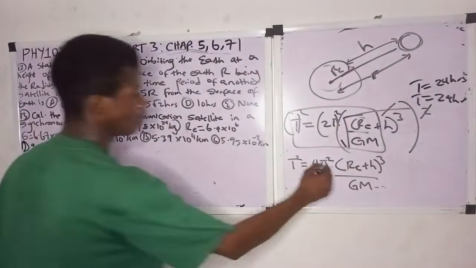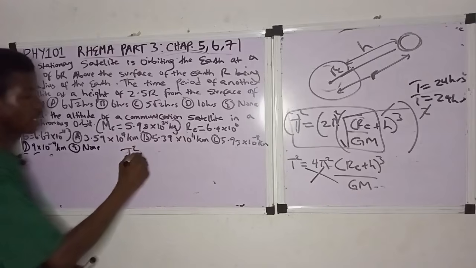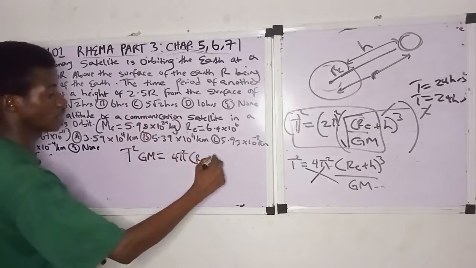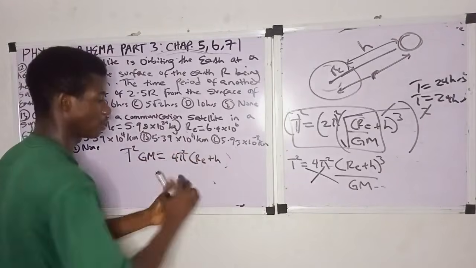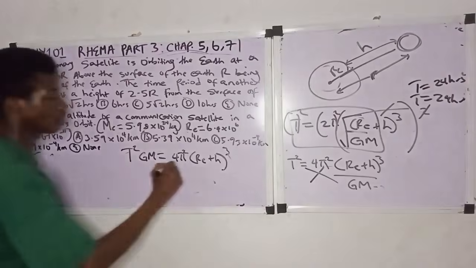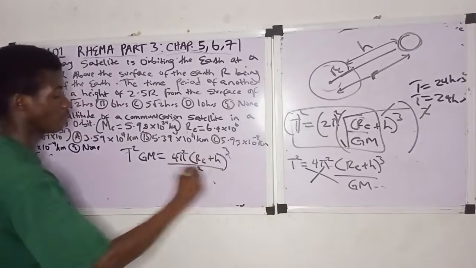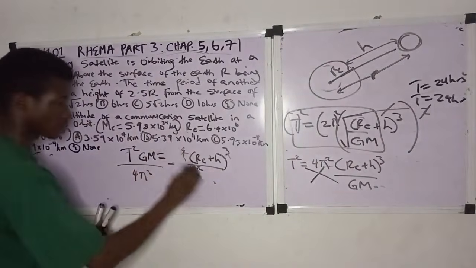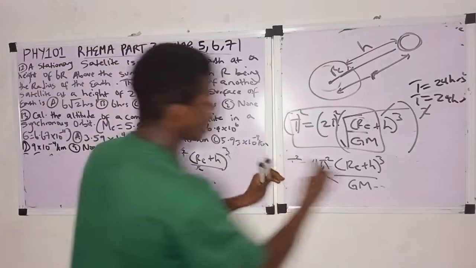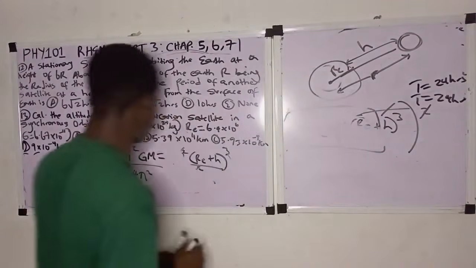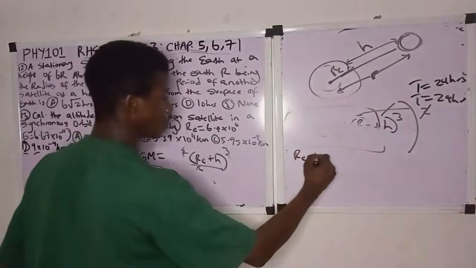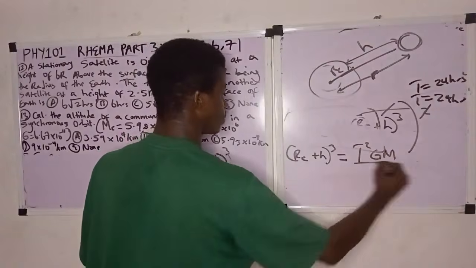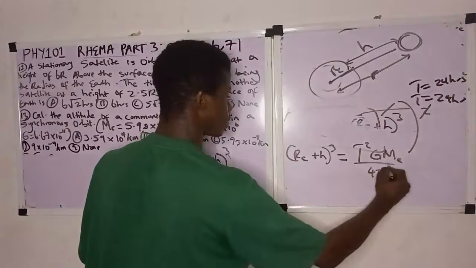We want to make h stand alone, so cross multiply. Now we have T squared multiplied by GM is equal to 4 pi squared times (Re plus h) all cubed. Now I want to make it stand alone, so we divide both sides by 4 pi squared. This will cancel this, and we arrive with (Re plus h) all cubed is equal to T squared GMe over 4 pi squared.